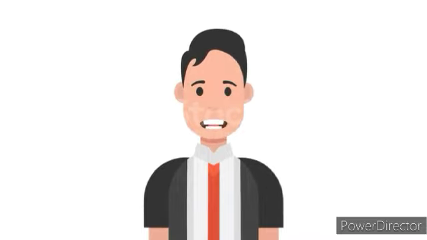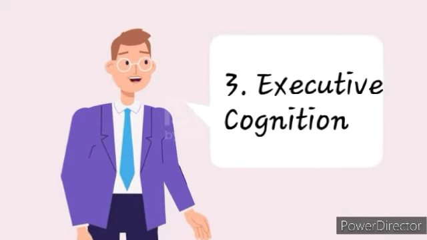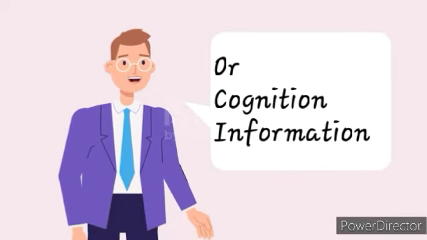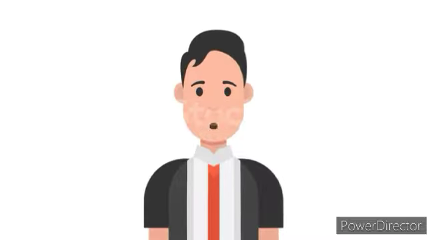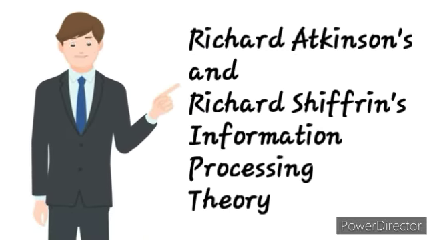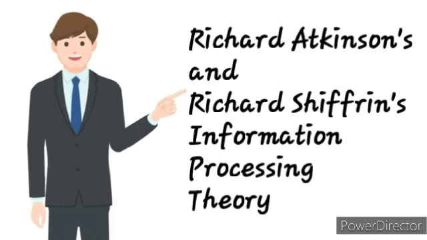The last main element of information processing, executive cognition or cognition information. It refers to the harmonization between information source and cognitive processes for data processing. Richard Atkinson and Richard Shiffrin's Information Processing Theory.